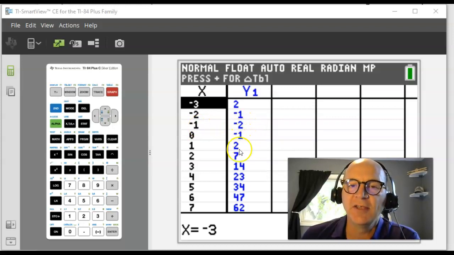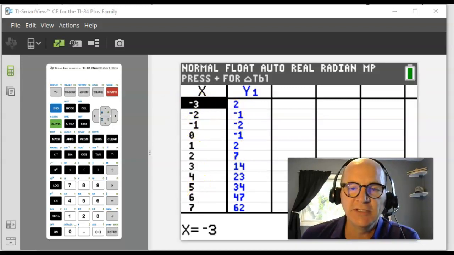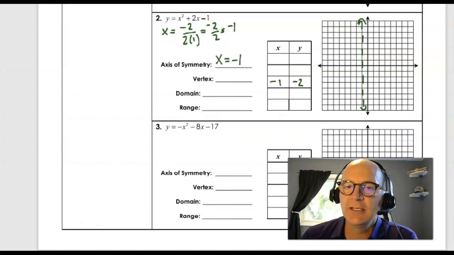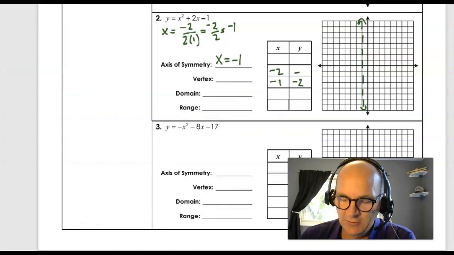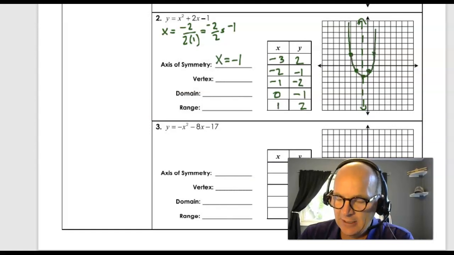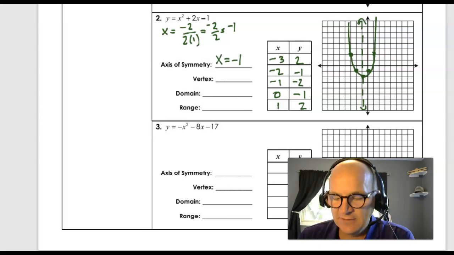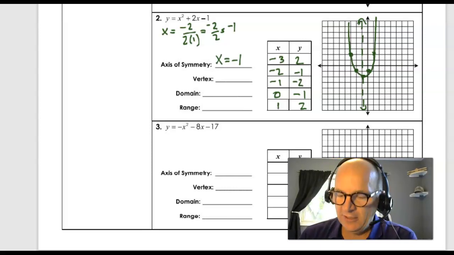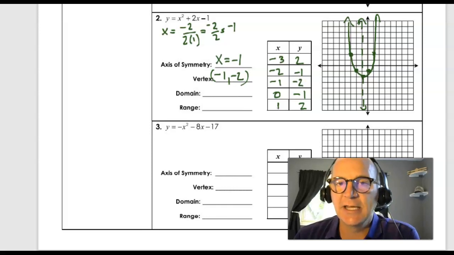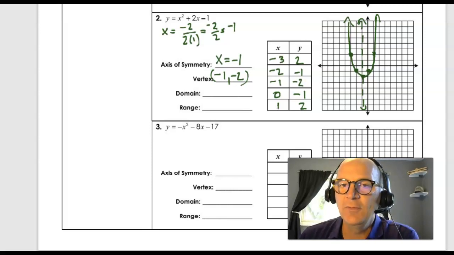You can see that the values increase from both of those sides. And so we just want a couple of points on either side of that. And so then we can record those back here. And so we'll give our values here, and we can plot those on the graph. And that gives us the parabola that we're looking for. And we'll go ahead and indicate that the vertex is at -1, -2. And then we talk about the domain and the range.